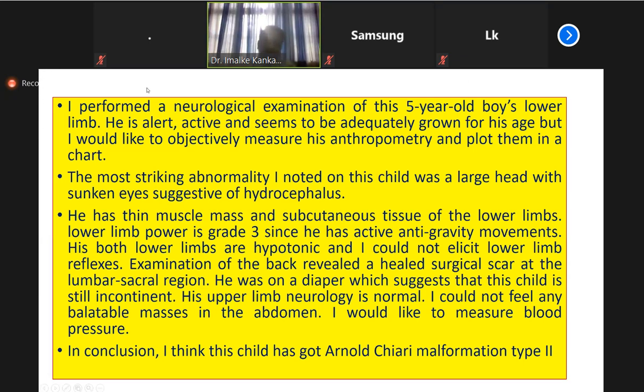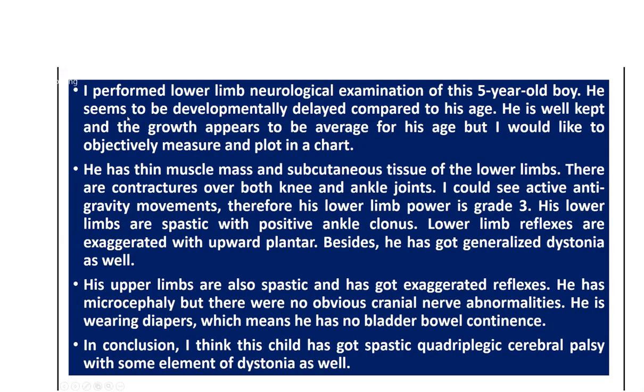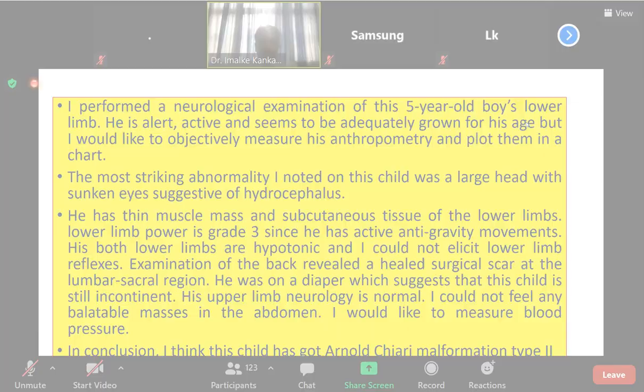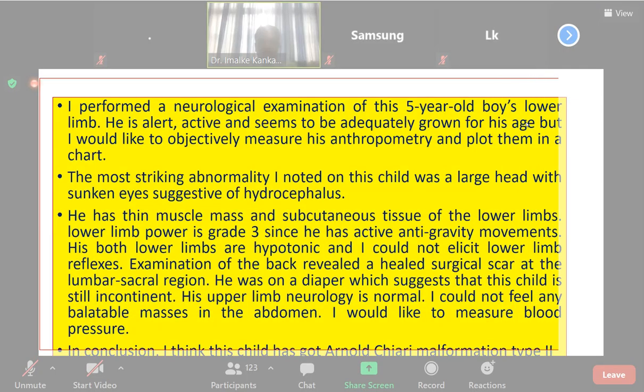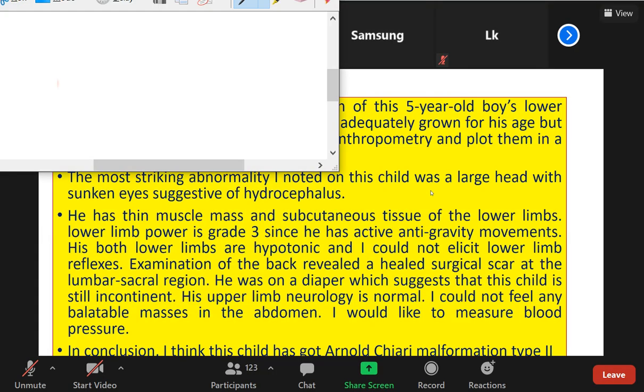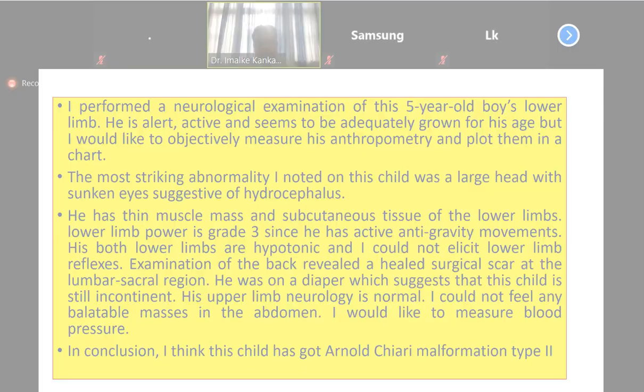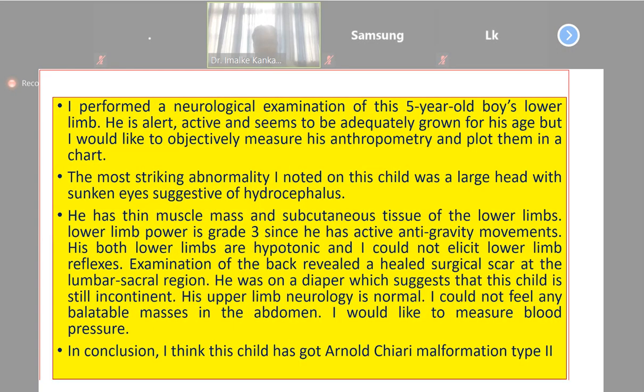So I'm going to present. I performed a neurological examination of this 5-year-old boy's lower limb. He is alert, active, and seems to be adequately grown for his age, but I would like to measure his weight and anthropometry. The most striking abnormality I noted on this child was a large head with sunken eyes suggestive of hydrocephalus. That is, at a glance, you can just mention a broad statement.